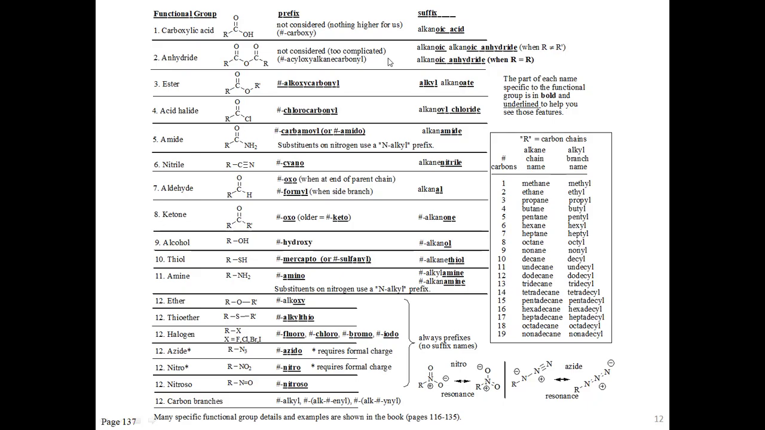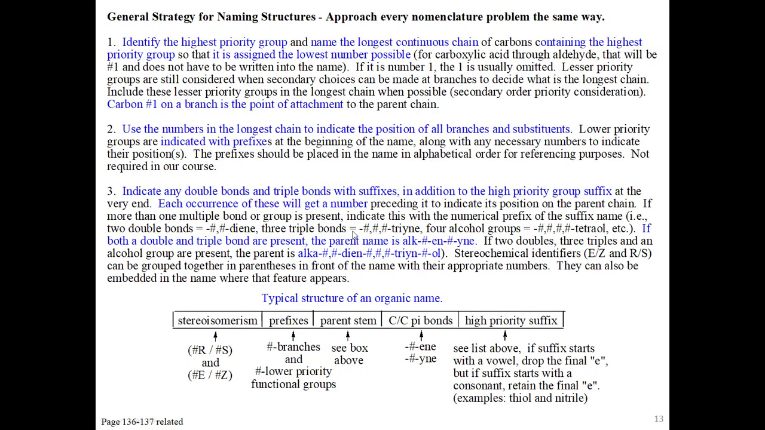Now, if you come back up and look at these guys, a lot of these start at position 1. This is number 1, number 1, number 1, number 1, number 1, number 1, number 1. So all of these guys are going to be the number 1 position if they are the high priority group. When we get to the ketone, it could be 2, 3, 4, 5, whatever it happens to be.